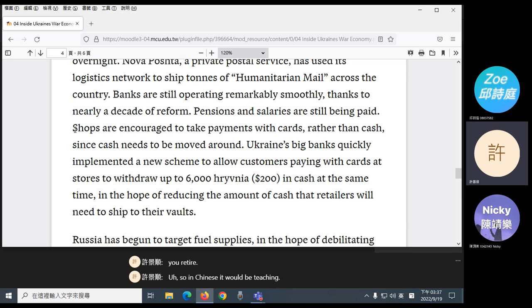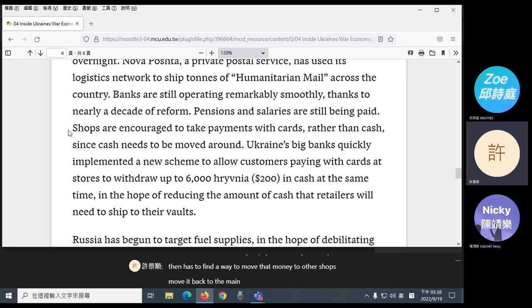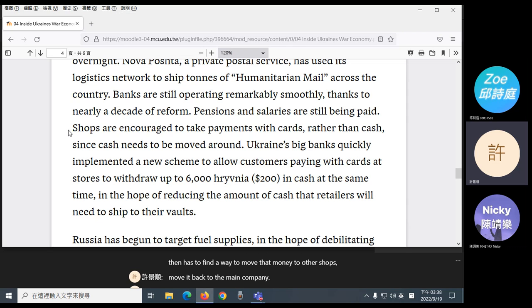Shops are encouraged to take payments with cards rather than cash, since cash needs to be moved around. This is interesting. So shops are now encouraging people to use credit cards because if you pay with money, the shop then has to find a way to move that money to other shops, move it back to the main company. And it's hard to move things around right now. So instead, they encourage you to use credit cards.